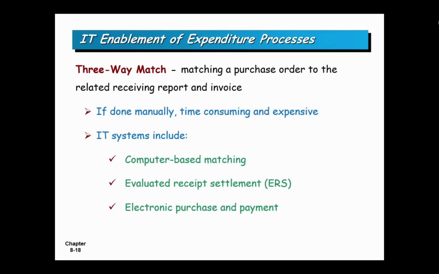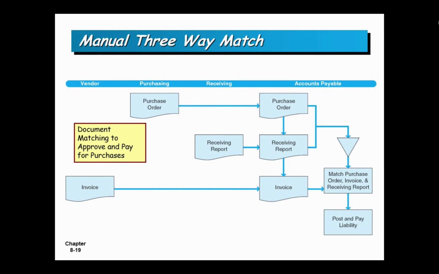We'll talk about two different models. One's called computer-based matching, and the other is evaluated receipt settlement, ERS. Then we'll talk about electronic purchases and payments, etc. So this is the match using an old flow chart. You have your invoice, your purchase order, and your receiving report. The three papers come together. You have a person doing a process. You have to sort them all and match them up, find problems, and if there are problems, you have to loop back either to the vendor or to the purchasing department or the receiving department. And that's a slower process.